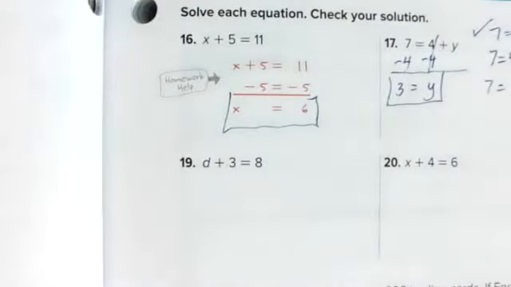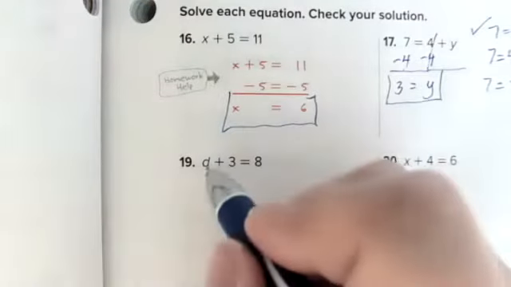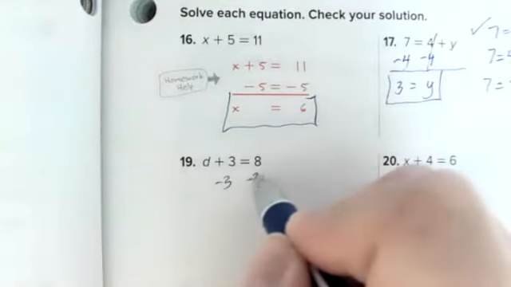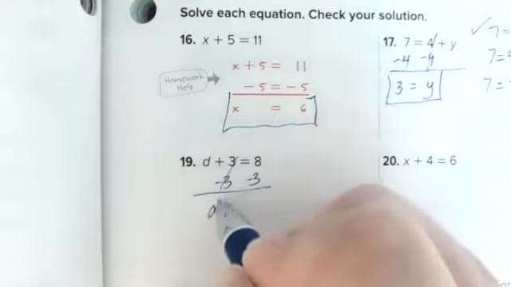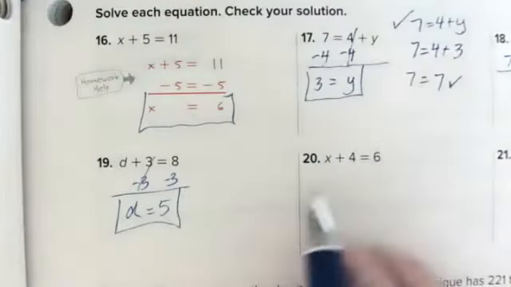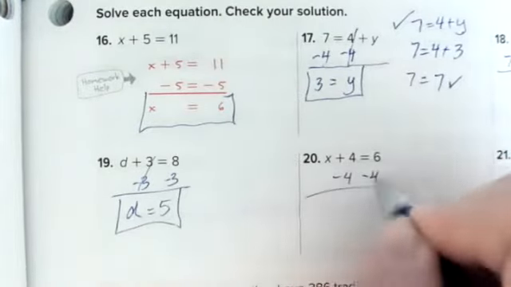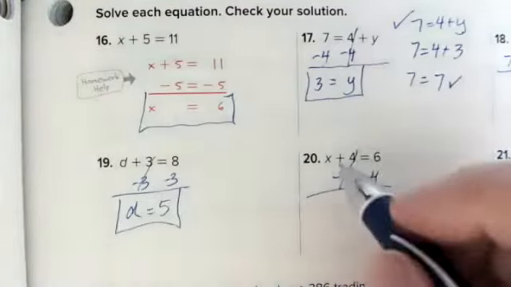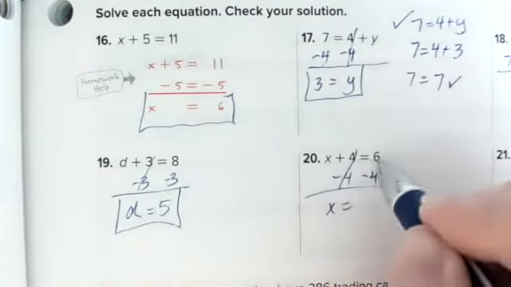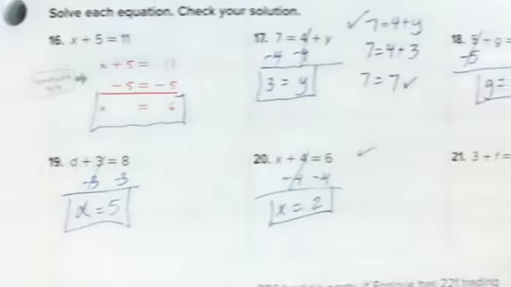Number 19, d plus 3 equals 8. We're not interested in what d plus 3 equals. We're interested in just d. We want to isolate the variable d, so solve for d. So we subtract 3 from both sides to get d equals 5. Number 20, we have x plus 4 equals 6. So we're subtracting 4 from each side. 4 minus 4 is 0. So we have x equals 6 minus 4 is 2. And again, you would do the check step on a test or quiz.